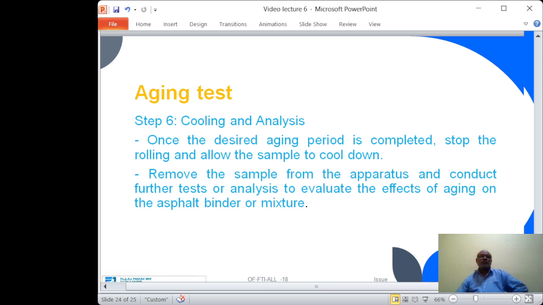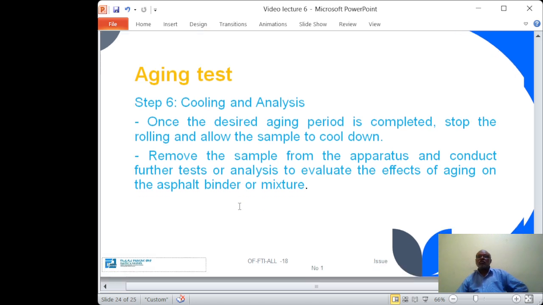Step 6. Cooling and analysis. Once the desired aging period is completed, stop the rolling and allow the sample to cool down, and then remove the sample from the apparatus and conduct further tests or analysis to evaluate the effect of aging on the asphalt binder or mixture.